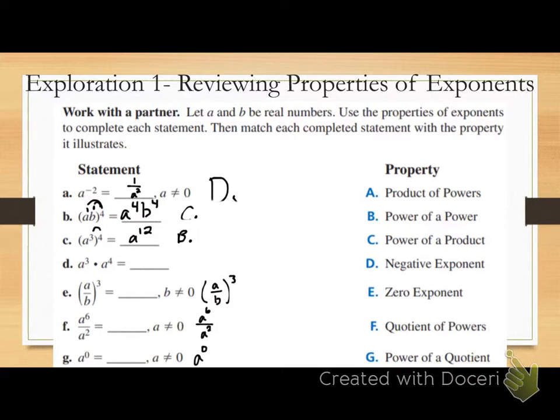I add the exponents. If I'm multiplying something with the same base, my base is A, I can add their exponents. And here's why. Let's expand it out. A to the 3rd is A times A times A, and A to the 4th would be A times A times A times A. How many total A's do I have there? 7. So that's why I'm able to just add my exponents if I have the same base. Any questions there?